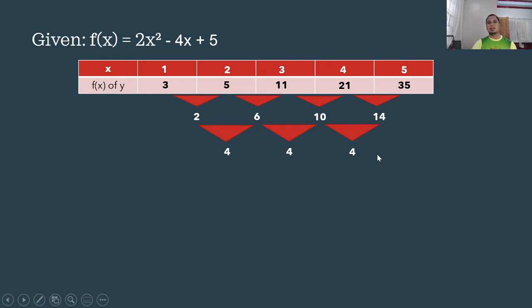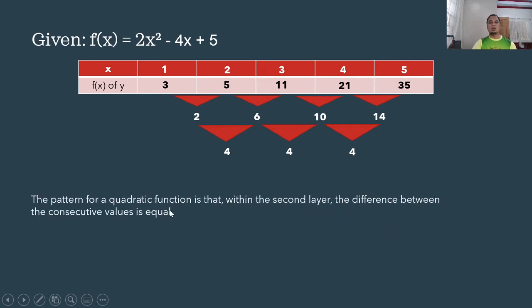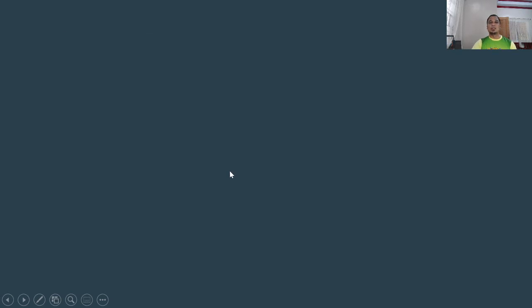So malalaman lang po natin na okay po yung sa quadratic function natin if the second layer nung difference, consecutive values po nung y natin or function of x, the same sila. So the pattern for a quadratic function is that within the second layer, the difference between the consecutive values is equal. As I have mentioned, this is our first layer and this is our second layer. Kunin lang natin yung difference. When we talk about difference, magsasubtract po tayo. Ayun, yung equal po natin.